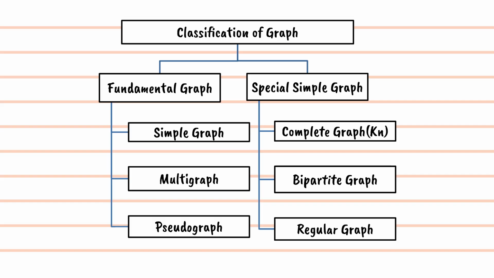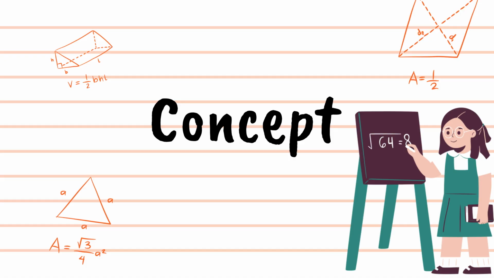Graphs can be broadly classified into fundamental graphs and special simple graphs. Fundamental graphs include simple graphs, multigraphs, and pseudographs. Special simple graphs include complete graphs, bipartite graphs, and regular graphs. Let's explore the core concepts of these graph types.